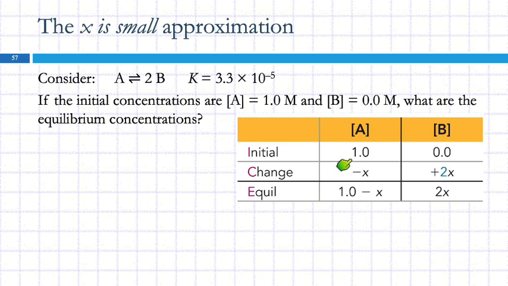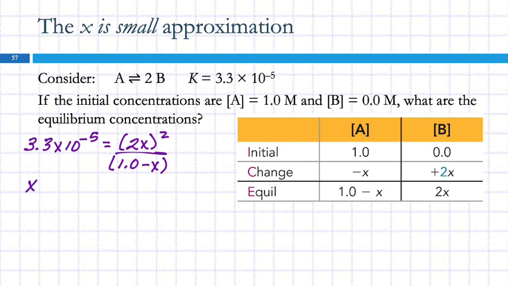So here we've got initial concentration of reactant of 1, concentration of product of 0. We've got our changes and our equilibrium concentrations. So 3.3 times 10 to the negative 5, that's a small number. So that's going to be 2x, the quantity squared, divided by 1.0 minus x. In terms of concentrations, 1 molar is pretty large. So we're going to use the x is small approximation.